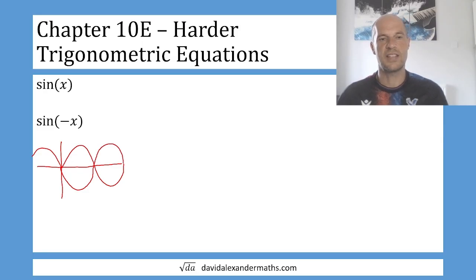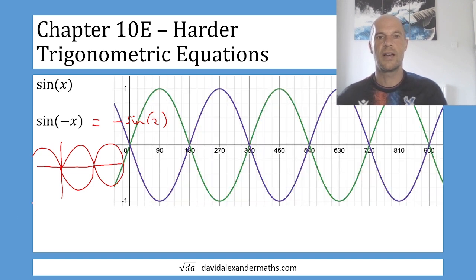As we can see, that is exactly the same as a reflection in the x-axis, which is why I mentioned in the last slide that sine of negative x is the same as minus sine of x. If you reflect sine in the x-axis and also in the y-axis, both those reflections are the same. So here the green is sine of x and the blue is sine of negative x.